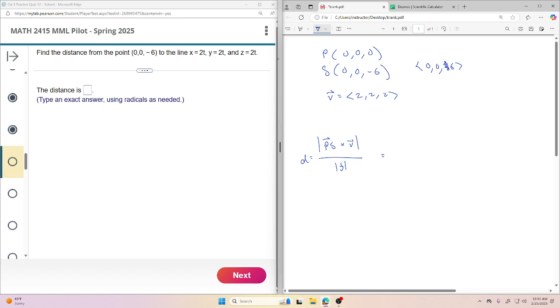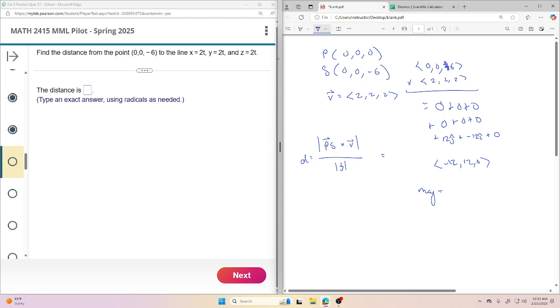It doesn't matter because it'll end up fine in the end. So 2, 2, 2 cross, here we go. 0 times anything is 0. 0 times anything is 0. 6 times 2 is 12, and this is a positive j. 6 times 2 is 12. This is a negative i, and then a 0. So negative 12, 12, 0.